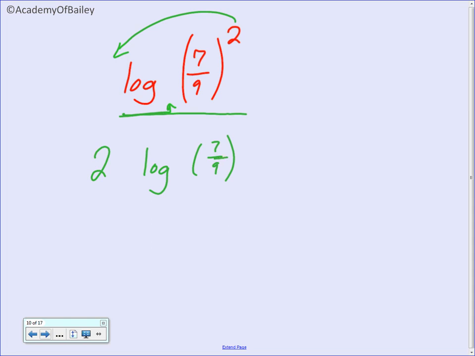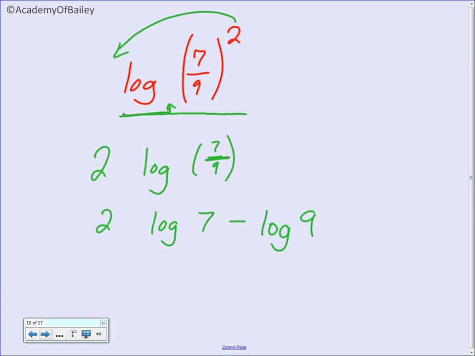And now remember, I'm going to use my quotient property and split those up. So here's my 2. So I'm splitting it up: log of 7. And the quotient property says I'm supposed to subtract log of 9. And so that's one way to manipulate.